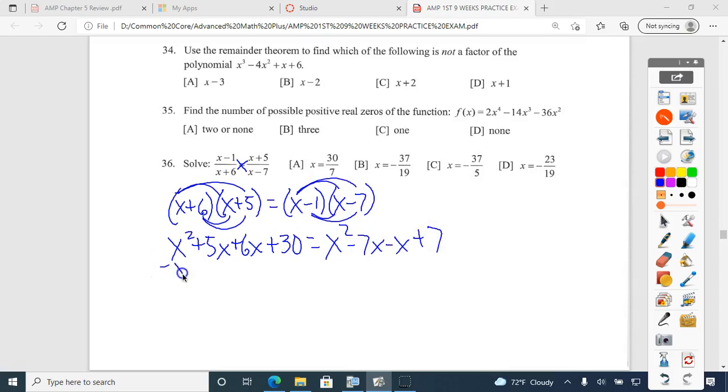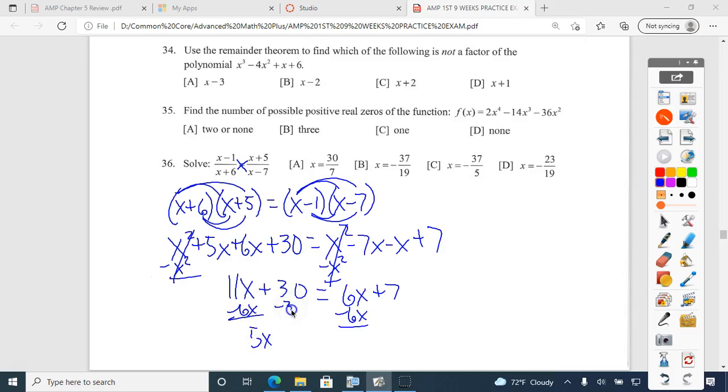The x squared will cancel, okay? And we're left with 11x plus 30 equals 6x plus 7. Subtract the 6x over. We get 5x. Subtract the 30 over. We get, would that be -23 divided by 5? So negative 23 over 5. It's not a choice, so what did I do wrong?